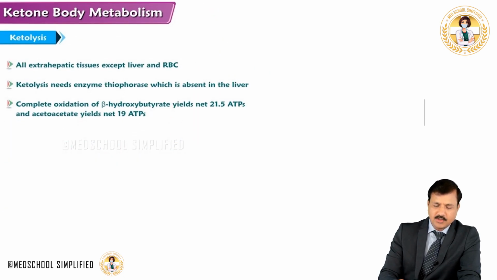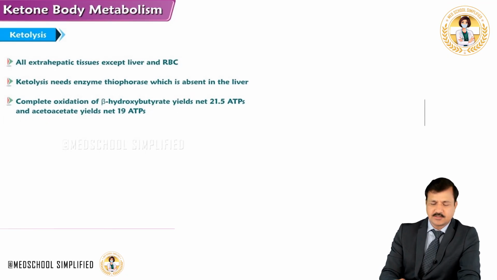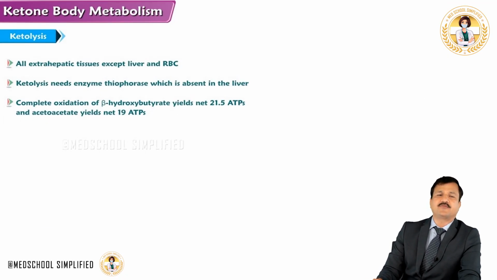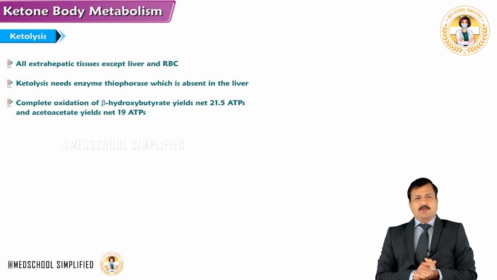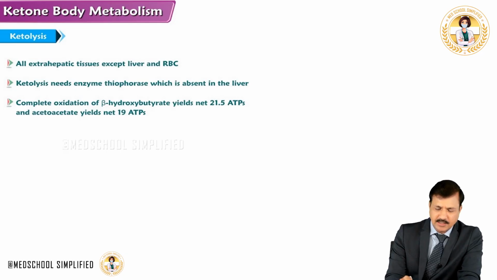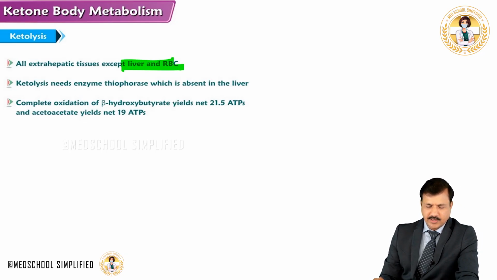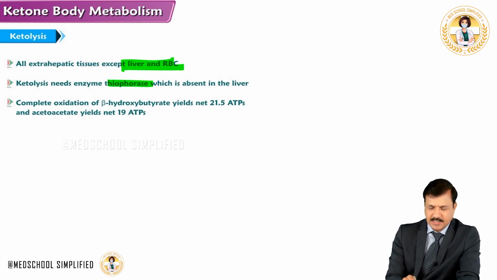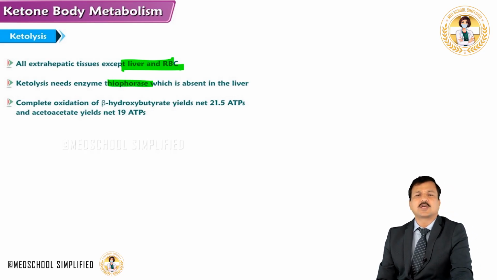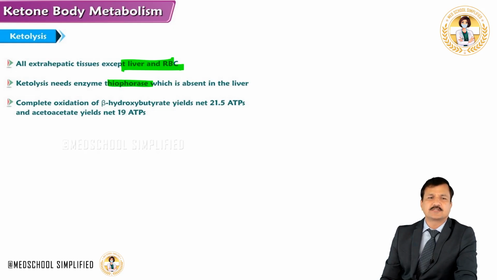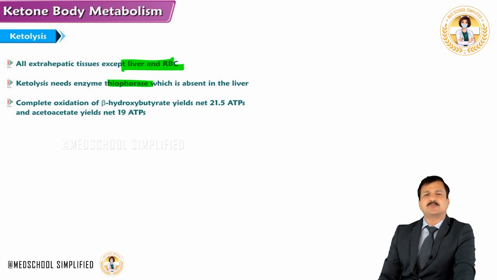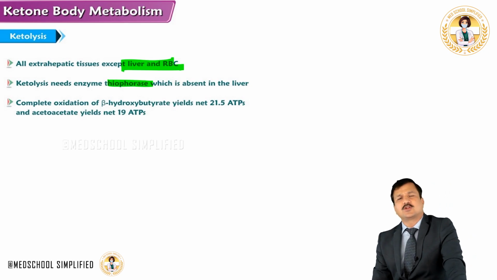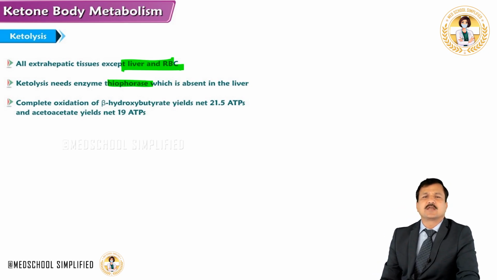Now, when the ketone bodies are released into the circulation, these ketone bodies are taken up by the peripheral tissues. So in the peripheral tissues, what will happen? All extrahepatic tissues other than liver and red blood cells will use ketone bodies. Ketolysis needs one important enzyme in these tissues called thiophorase, and this thiophorase is absent in the liver. And RBC cannot use ketone bodies because ketone body utilization needs mitochondria, and RBC do not have mitochondria.